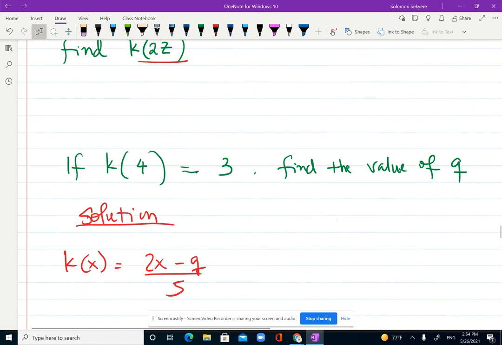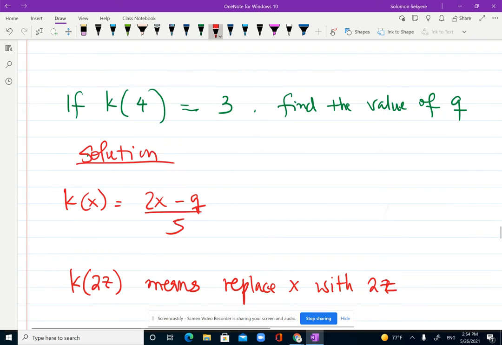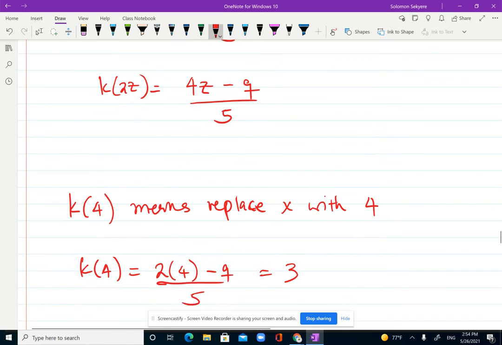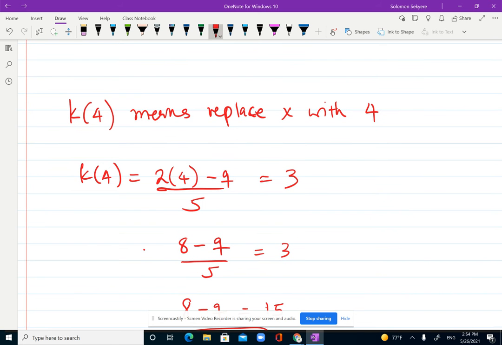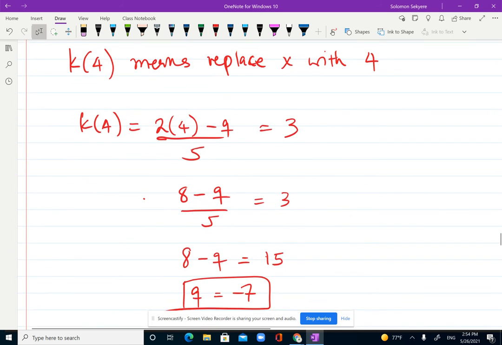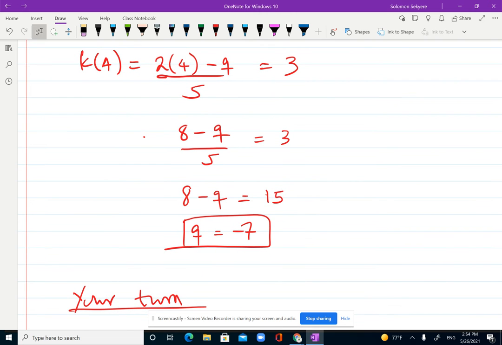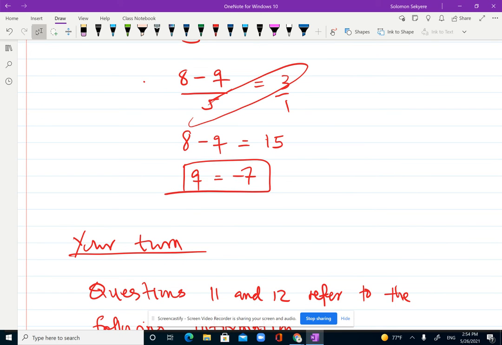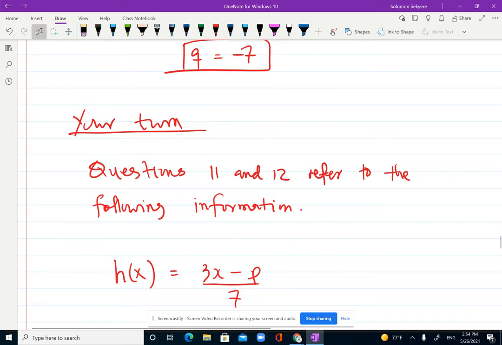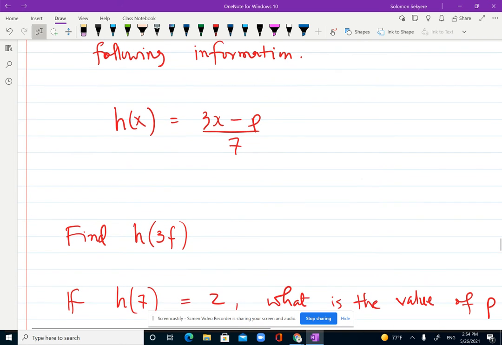Okay, and then the last one is if k of 4 equals 3, find the value of q. K of 4 means wherever there is x, go and put 4. So k of 4 is 2 times, instead of x, we put 4, minus q over 5 equals 3. We still don't know q. That's what we are after. Okay? What do you do? You cross multiply. This is over 1. You cross multiply. And then you find q equals what? Negative 7.